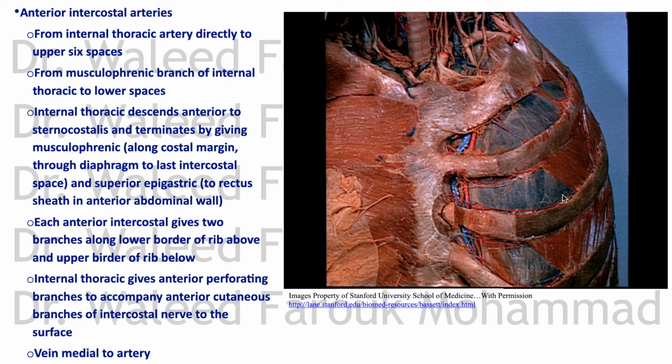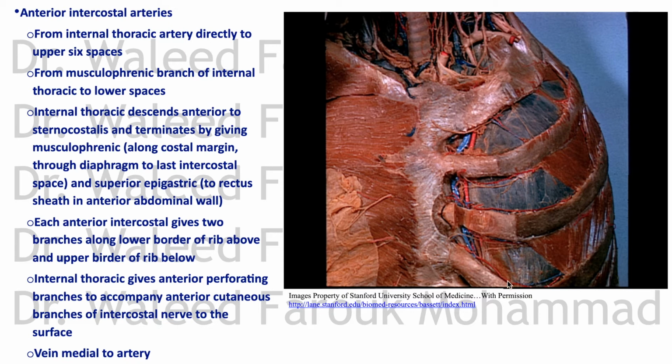zone, anterolateral zone, cutaneous branches from the internal thoracic artery. It's very well obvious in this specimen. See the artery going down lateral to the vein, giving the double branches in each space. And remember, the internal thoracic by itself supplies the upper six spaces, and then the musculophrenic, which is the terminal branch, supplies the rest of the spaces.